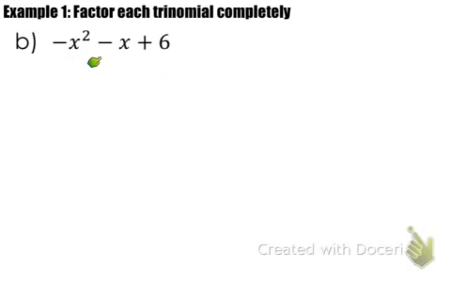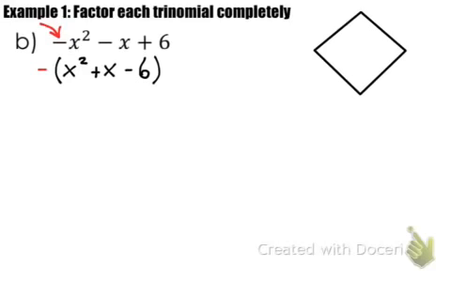Before we get into our diamond, we always want to see if we can factor out the GCF. It seems like the GCF is going to be 1, but since the leading term is negative, we're going to factor out a -1 from each term. When we factor a -1 out, we're left with x squared plus x minus 6. Now, since we've factored out the GCF from all three terms, we're going to go into our diamond.